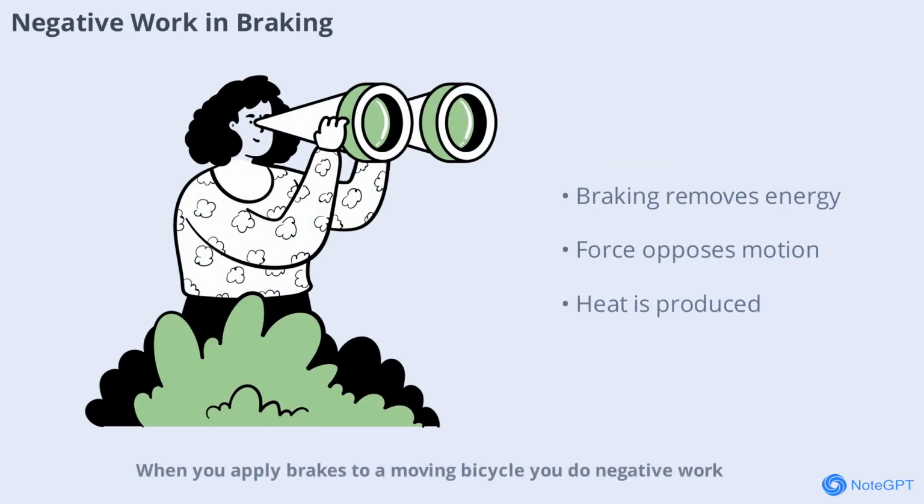When you apply brakes to a moving bicycle, you do negative work. Your force opposes the motion, removing kinetic energy from the system. This concept explains why brakes heat up. They're converting kinetic energy into heat through negative work.